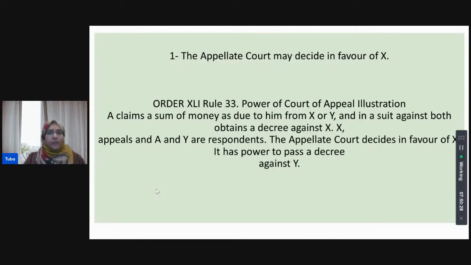So option 1 is correct. The court may decide in favor of X. That was the only appropriate option. We go to Order XLI Rule 33 for this.